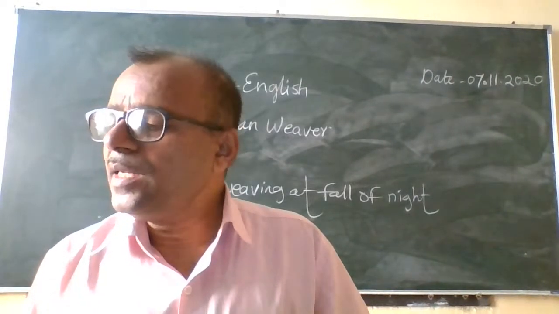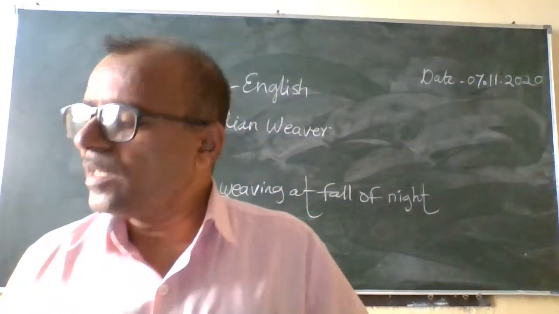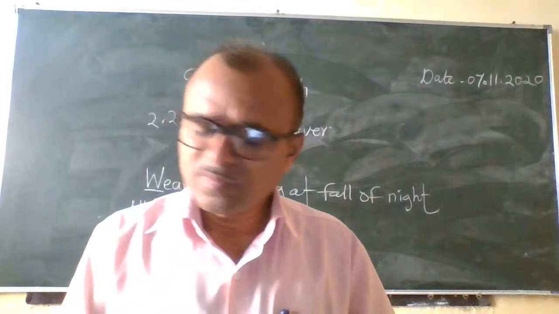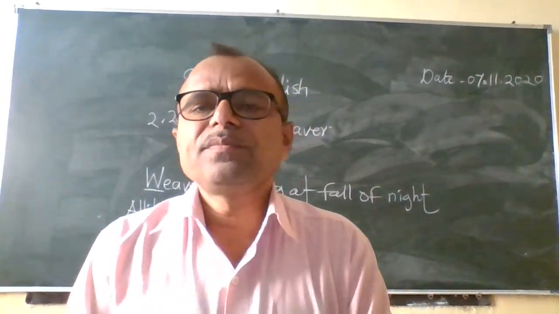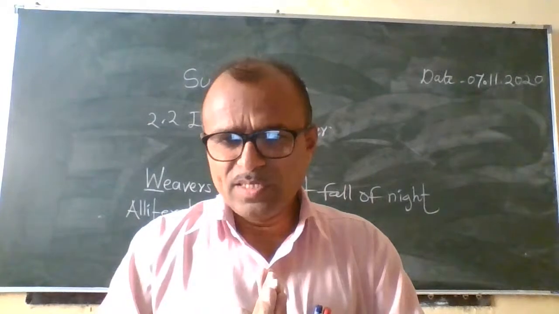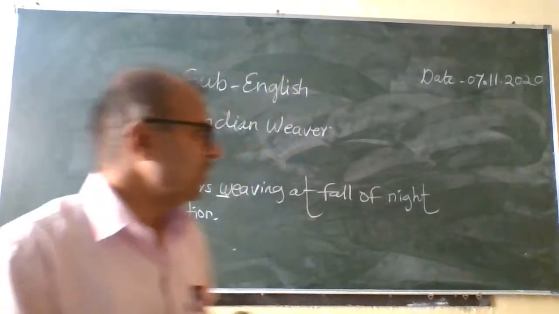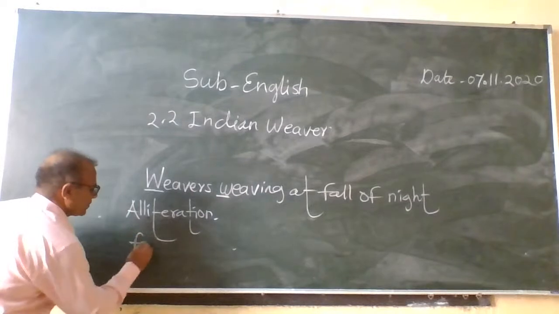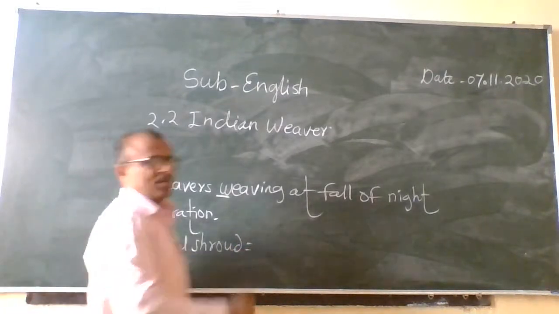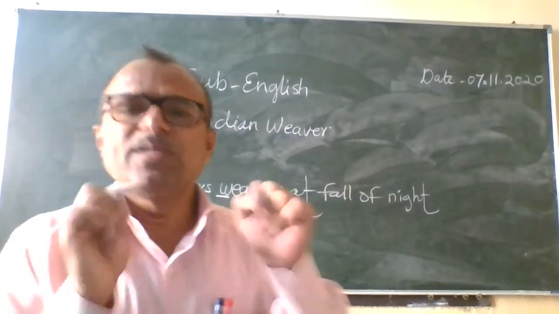Okay. But when she was weaving a funeral shroud, so funeral shroud, you might have seen a dead body, and the dead body is covered with a cloth. Okay, and that cloth is called funeral shroud. So what is the meaning of funeral shroud? It means the cloth with which the dead body is covered.